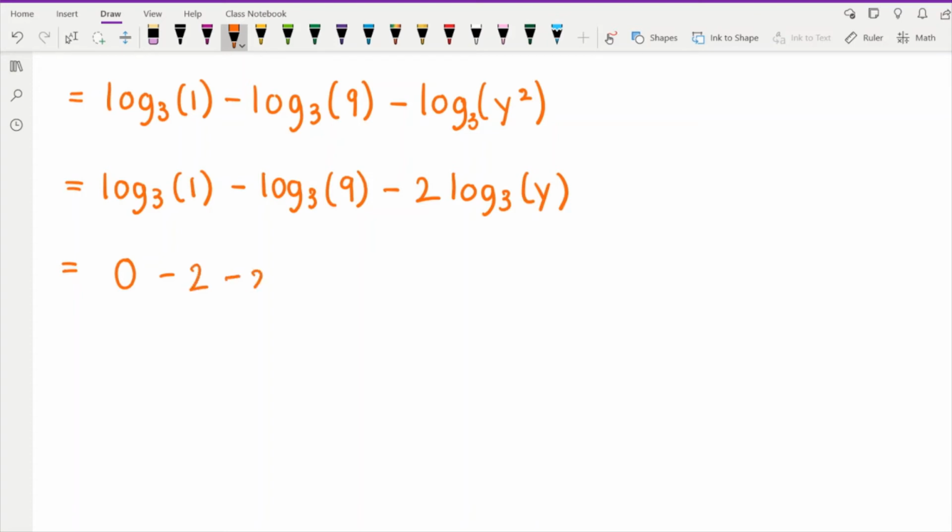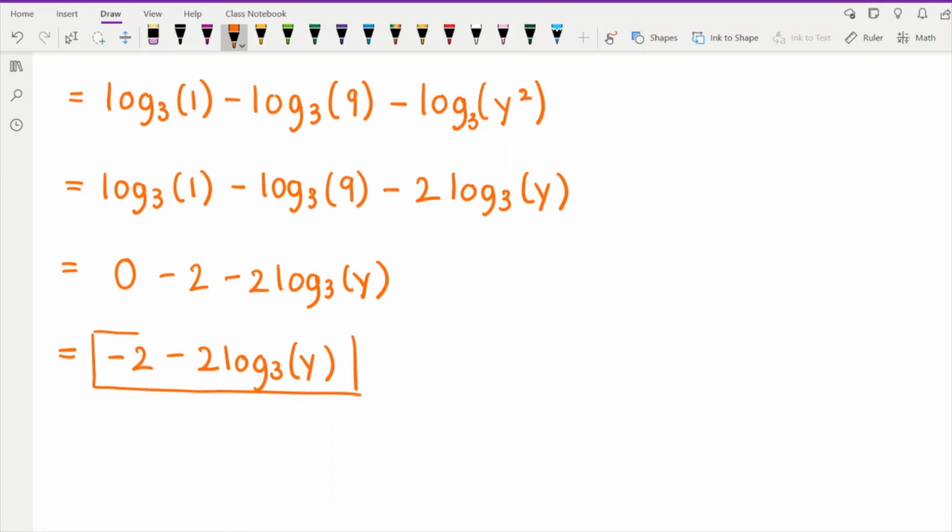And then we have 2 times log base 3 of y. That's not going to be able to be simplified, right? Because there's a y and not a number. So we can rewrite this as negative 2 minus 2 times log base 3 of y.